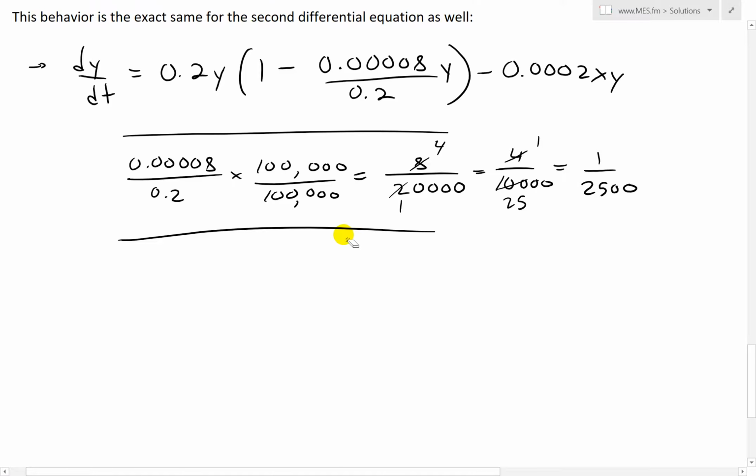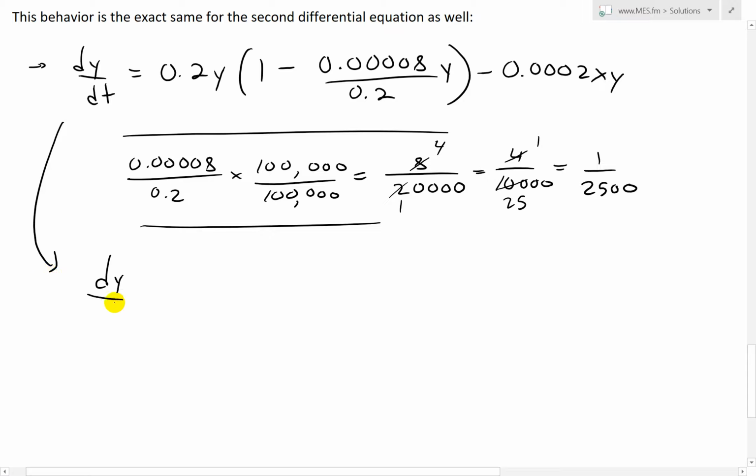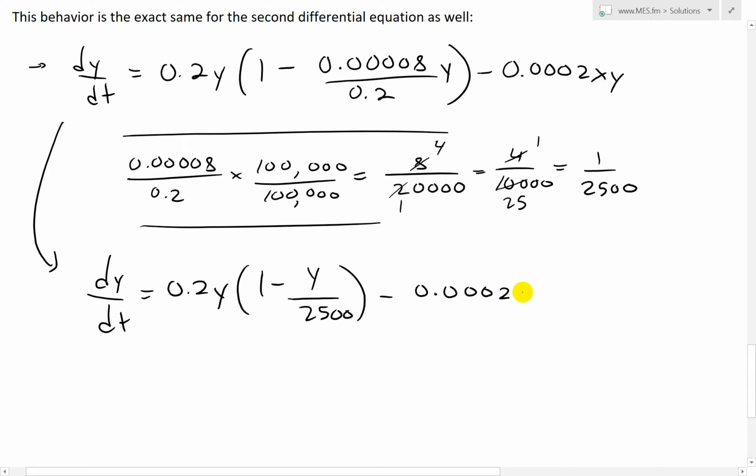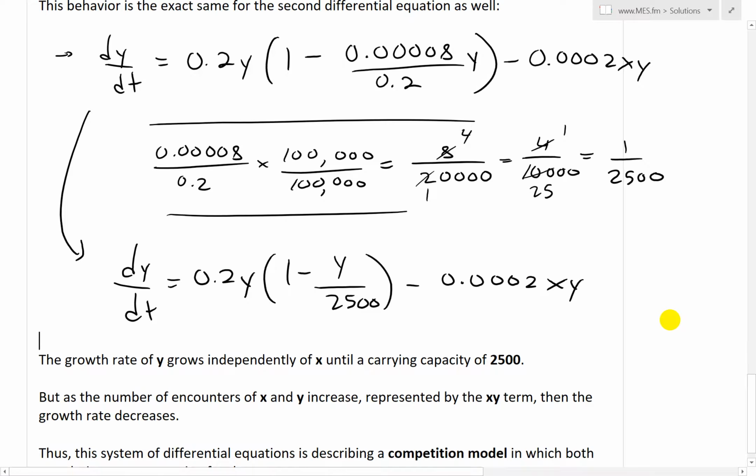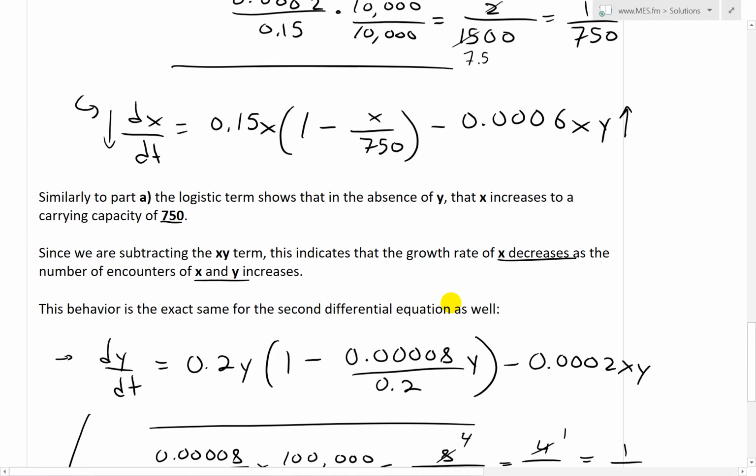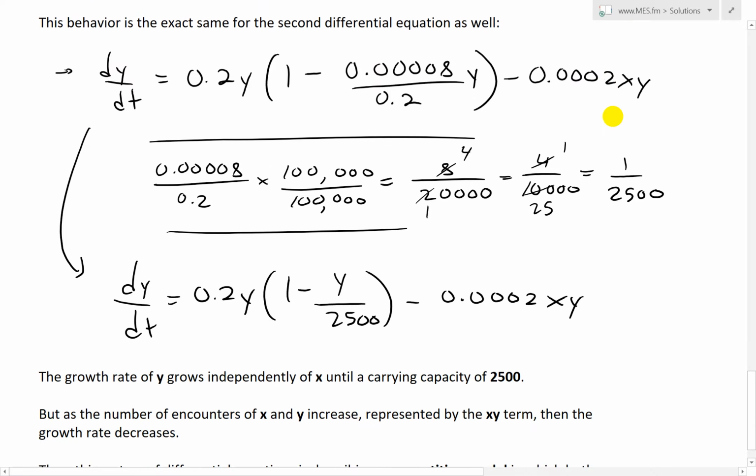So in this case, the carrying capacity, again, it's the same thing. We have a logistic model term. We have a carrying capacity of 2,500. So what we have now, put this arrow like that, dy over dt is equal to 0.2y times 1 minus y over 2500, then minus 0.0002xy, like that. And now if we notice here, this term and this term are pretty much identical in form, just different values. So they're the exact same type.